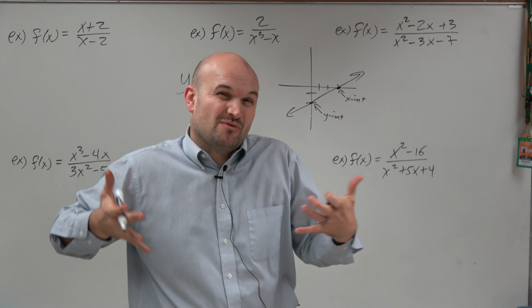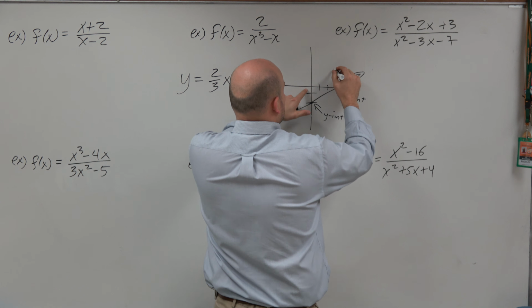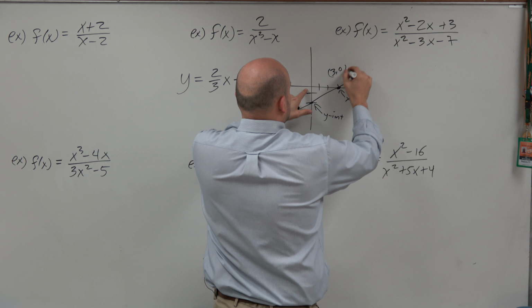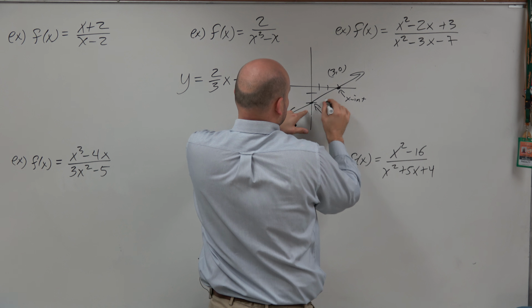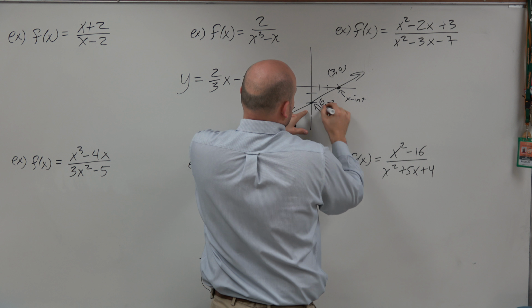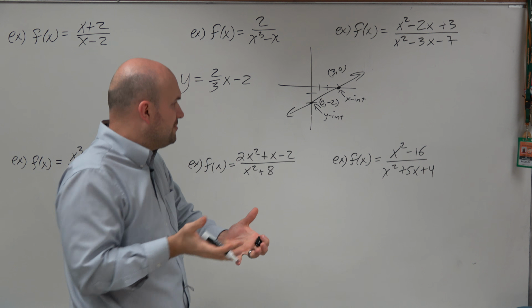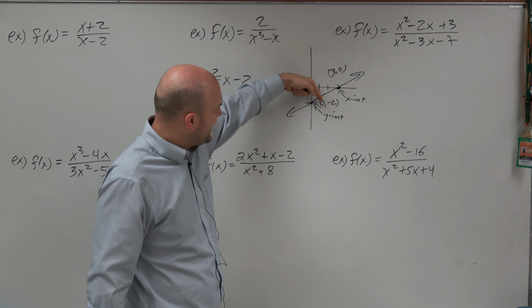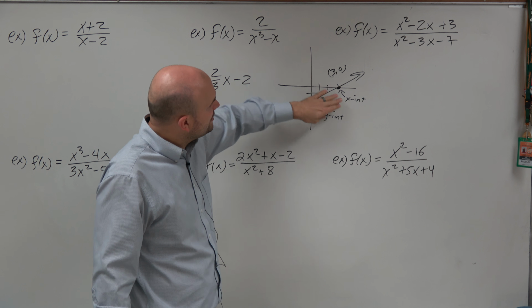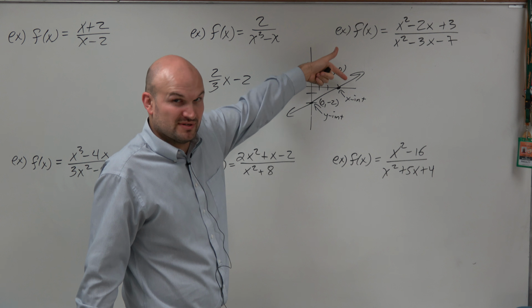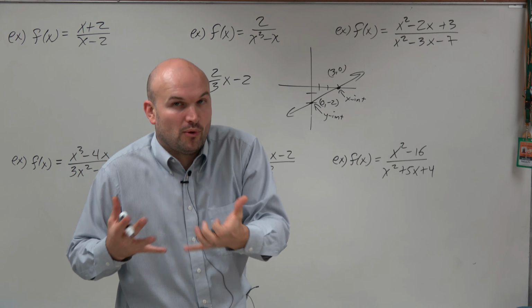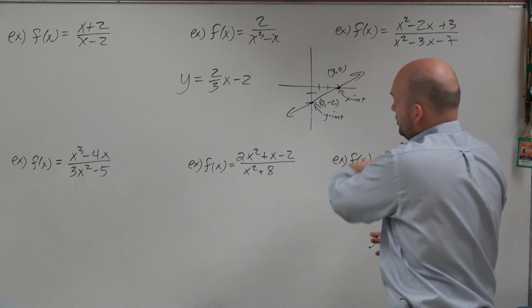I want to start with something that's obvious. This point is 3, 0. This point is 0, negative 2. The important thing I want you to take from this is that when we look at the y-intercept, the x value is 0. When we look at the x-intercept, the y value is 0. And those are really the two most important things that we're going to apply with these functions.